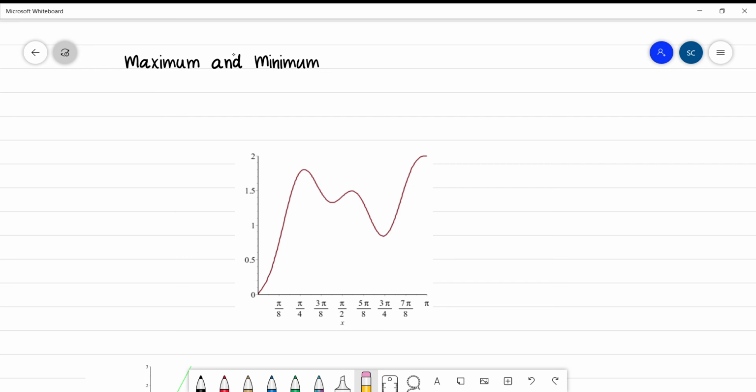We can see the curve, but if your curve is given just by a formula, you would like to know where they will be located on the whole domain of the function. So this is our purpose. First, we will define what we mean by maximum and minimum.